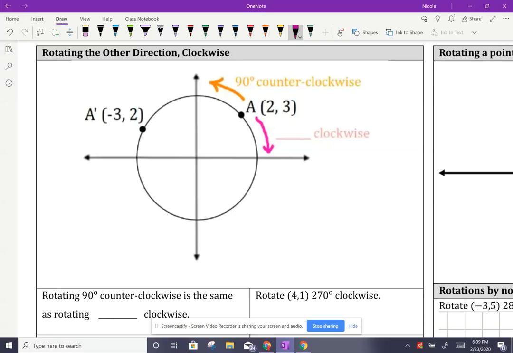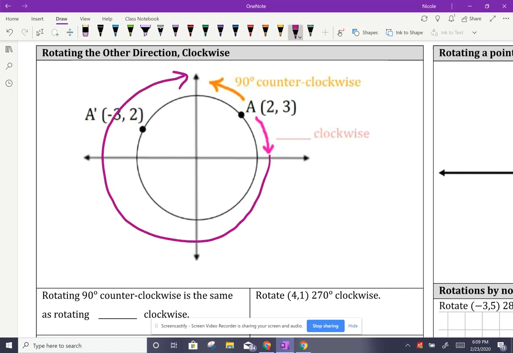Now, what if we change it up on you? What if we ask you to go clockwise? So it's completely the opposite direction that we just talked about. We first were talking about going counterclockwise, so we went this way around the circle at different degrees. But what if we ask you to go the opposite direction?